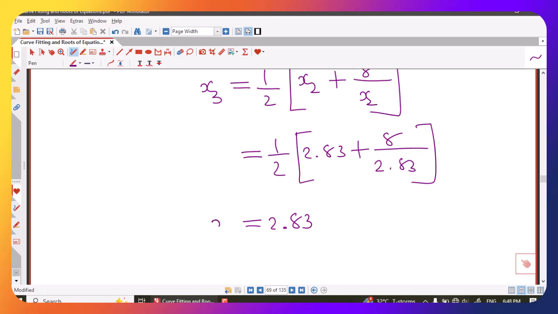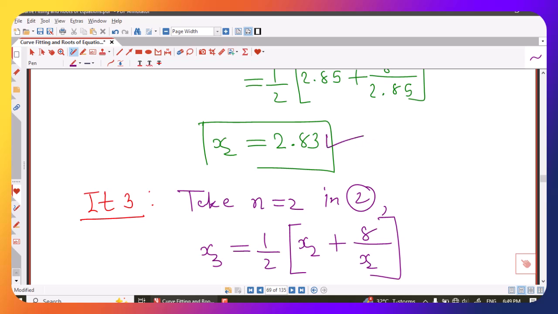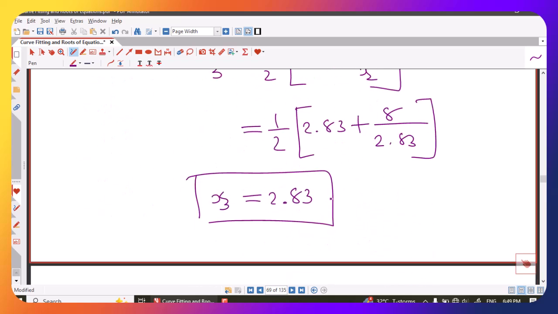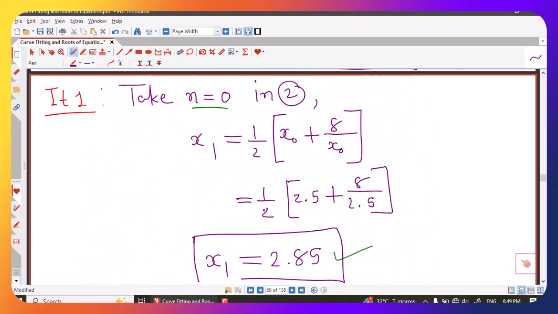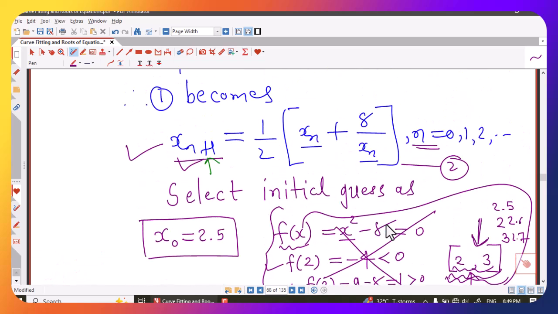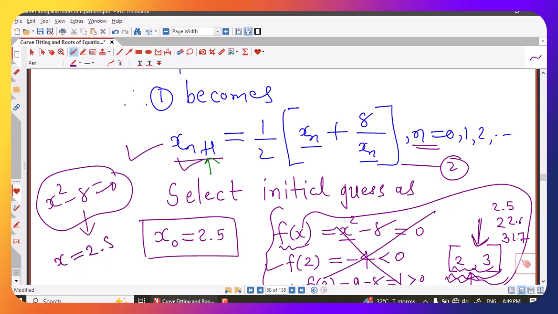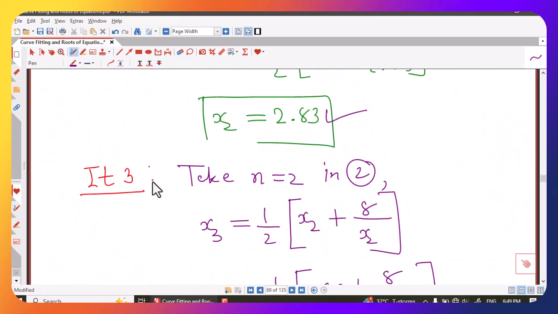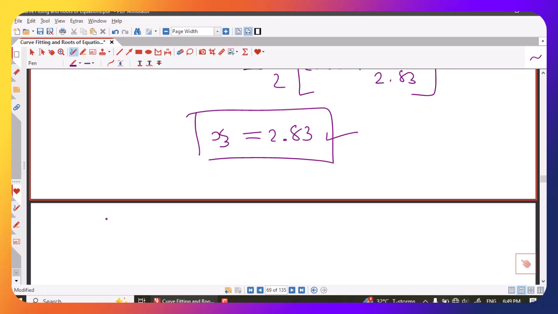x3 becomes 2.83 and x2 is also 2.83. So x2 and x3 agree up to 2 decimal places. That means the root of this equation x square minus 8 equal to 0. Root of the equation x square minus 8 equal to 0 correct up to 2 decimal places is x equal to 2.83. That means square root of 8 is 2.83 correct up to 2 decimal places.